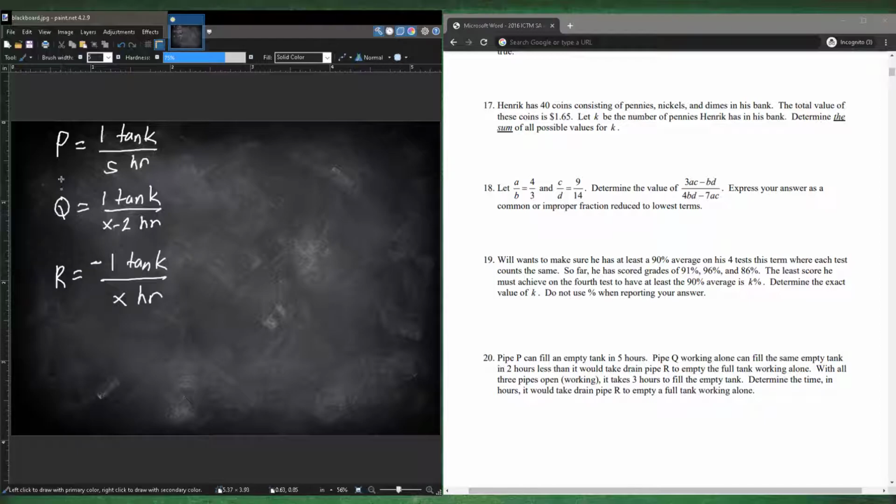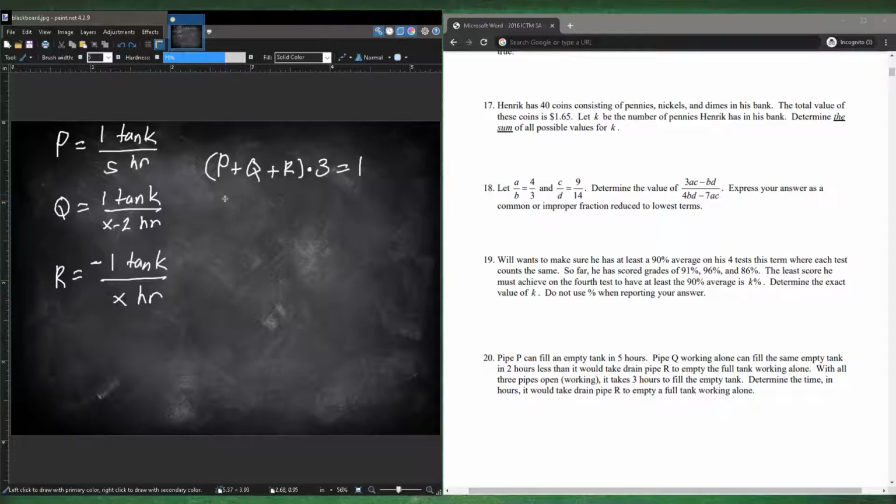Okay, and then with all three pipes open, so P plus Q plus R, so those are the rates, right? Rates times time is equal to the total amount. So our time is 3 hours, and it equals one full tank, or you could just say 1, so it's easier and we don't have to write all the units down. Determine the time for R. So we have to find R, so the time is X. So we have to find X.